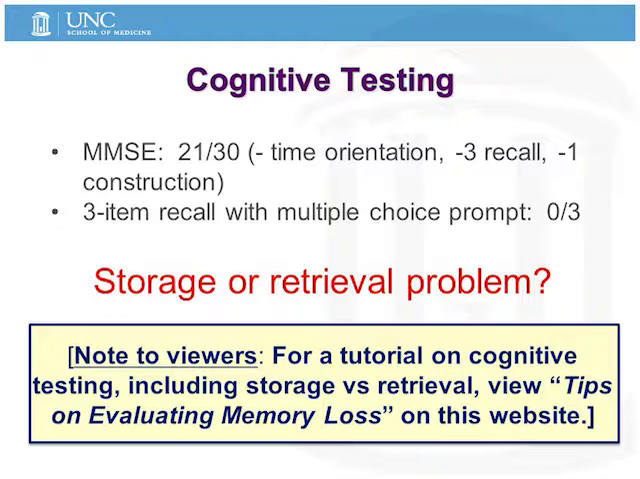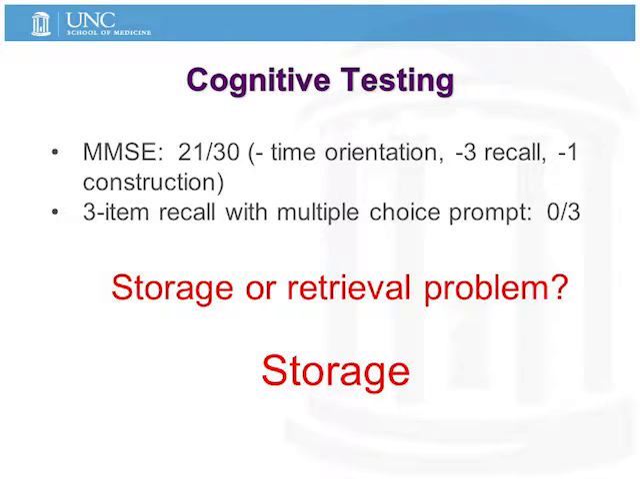In her case, with multiple choice recall, she still was not able to identify any of the 3 words. So, is this a storage or a retrieval problem? Of course, this is a storage problem. Even with multiple choice, she's not able to retrieve the words that she was able to repeat back initially to prove that she heard the words in the first place.